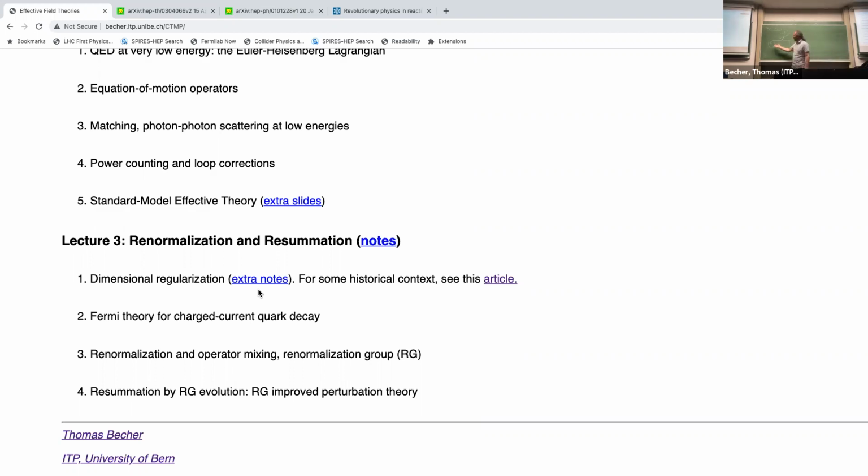For example, this is a B bar, neutral B bar meson. What is the quark content?